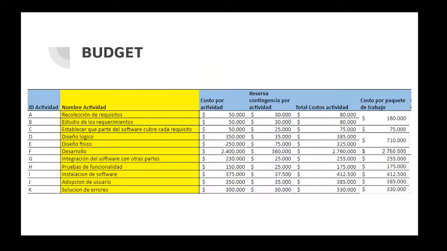Following, cost control. The budget has 11 activities, which are: collection of requirements, with a cost of 50,000 and a reserve of 30,000, and the total cost will be 80,000 pesos. A study of the requirements, with a cost of 50,000 and a reserve of 30,000, and the total cost will be 80,000 pesos.